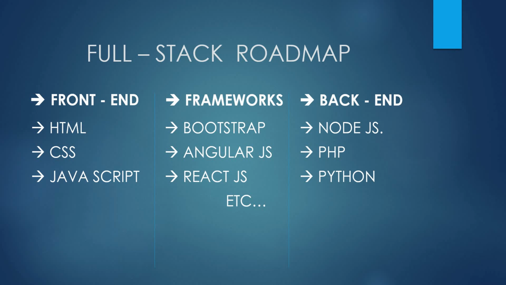So in the full stack roadmap, I have changed something. Yes, the front end is also the same: hypertext markup language, cascading style sheet, and JavaScript. But I have changed the backend languages. So one who knows JavaScript in the front end can start with Node.js. He can use Node.js because he knows JavaScript already.